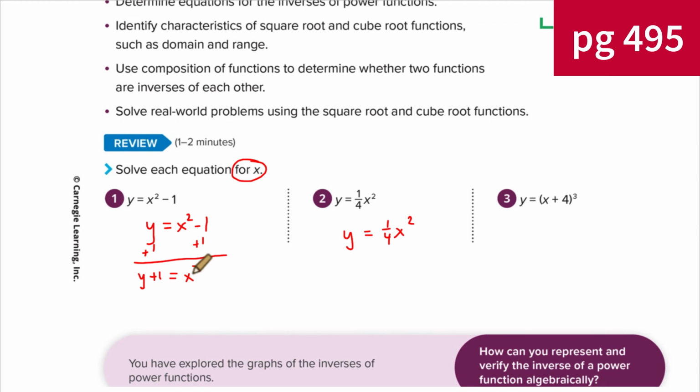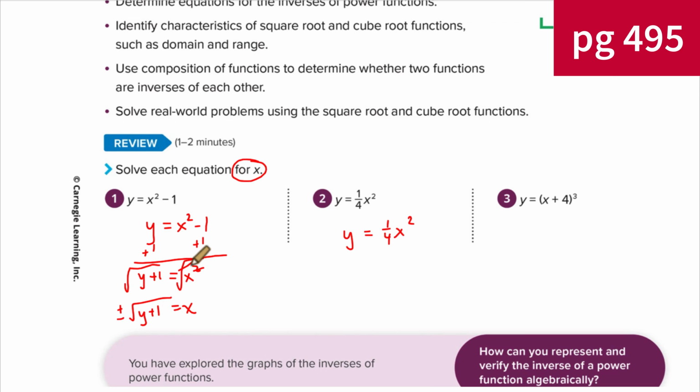Now, to undo the x squared, remember we want to do inverse operations. The opposite of squaring is a square root. But we have to be careful. When we take the square root of a squared and we're solving an equation, we have to include both the plus and the minus, the positive and the negative of that square root.